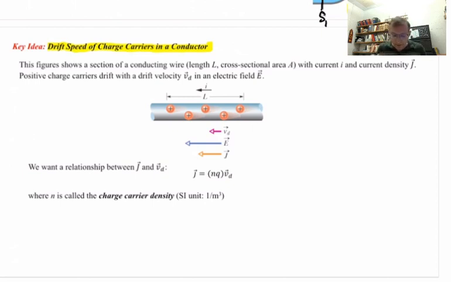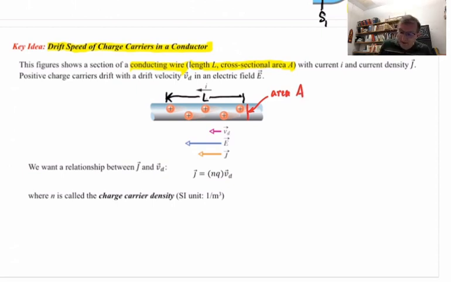So we're back to another picture showing a part of a conducting wire that's itself part of a complete circuit. We're just not showing you the whole circuit. The part of the wire that we're looking at has length L and cross-sectional area A. We just chose a certain length, L, to focus on. And if you look at the cross-section of the wire, that's some cross-sectional area A.